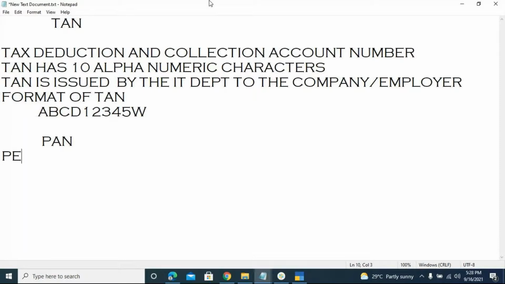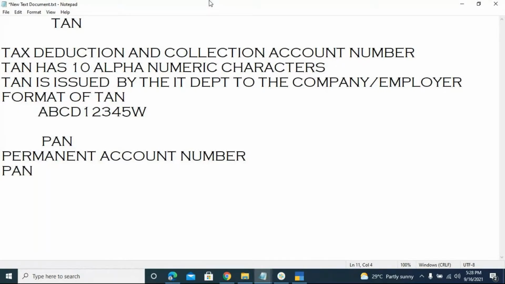Okay. Now, when it comes to PAN, PAN stands for Permanent Account Number. Yes, all of you agree with this. Now, PAN is how? PAN has 10 alphanumeric characters.